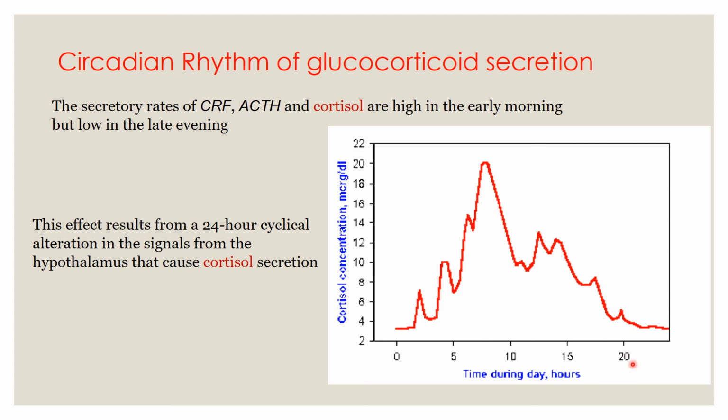And why is this important to know? From a clinical point of view, when you request to measure cortisol, you have to know the time of taking the sample, and also it is better to take two samples, one during the early morning, 6 a.m., and one during the evening, like 6 p.m., so you can judge the level of cortisol.